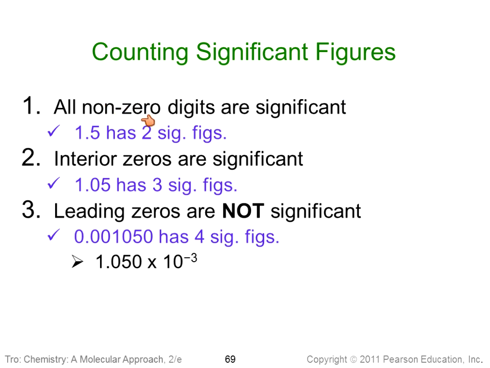Here's the rules for zeros. All non-zero digits are significant. Interior zeros are significant, but leading zeros are not. So these 3 are not, but these 2 are. So we'd have a total of 1, 2, 3, 4 significant figures.